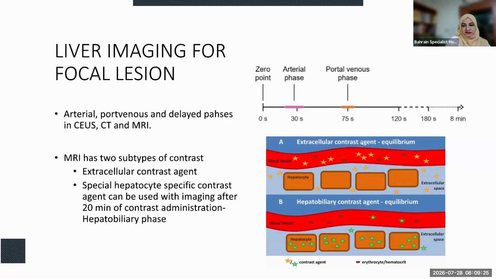So what happens with the extracellular regular contrast agent? It goes into the blood flow, and we can scan the liver in the different phases of arterial, portal venous phase, and delayed phase, like we do in regular CT and MRI, and they are not taken up by the hepatocytes. The hepatobiliary contrast agent, which is a specific agent, goes into the blood flow and gives the same dynamic appearance of arterial, portal venous, and delayed phase in the initial phases. Later on, after about 20 minutes of contrast administration, it is taken up by the hepatocytes by special membrane transport protein, which transports this contrast agent into the hepatocytes. And eventually, it is excreted through the bile into the common bile duct and in the bowel.